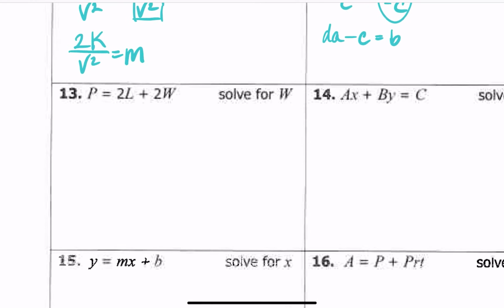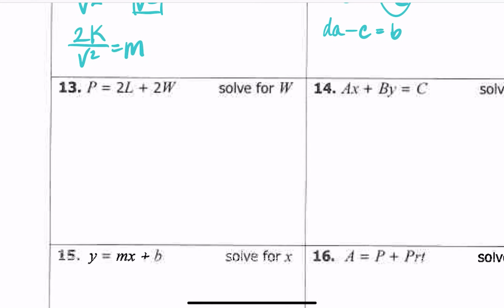Okay, let's look at number 13. Number 13 wants me to solve for w. Here's w. So I need to get rid of the multiply by 2 with the w, but also the plus 2l. So the plus 2l is what I need to get rid of first, get rid of addition before multiplication. I'm going to subtract 2l from both sides, and this becomes 0 over here, and I end up with p minus 2l equals, and I have 2w on the right.